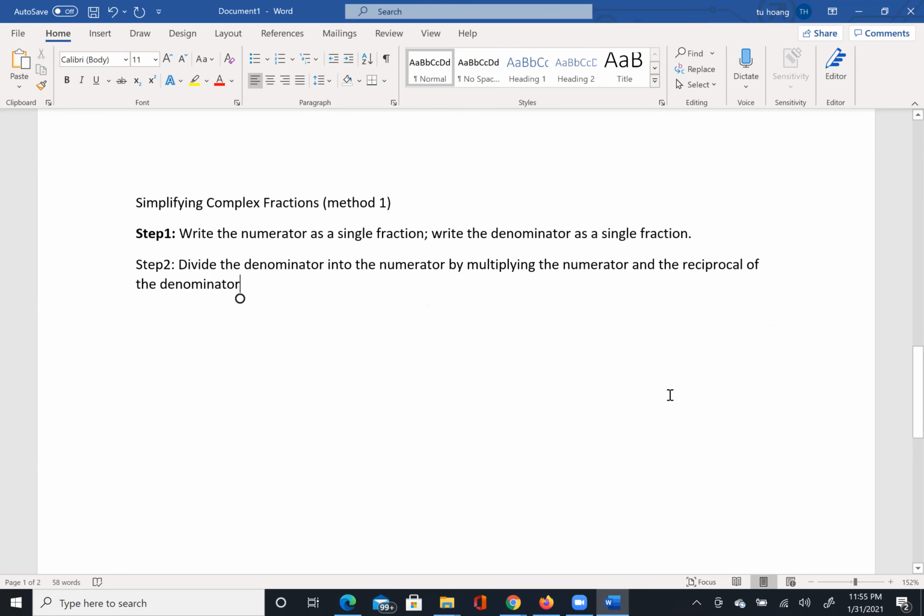So, step number 3. Step 3: simplify the result to the lowest terms.